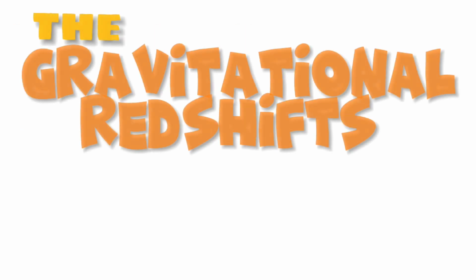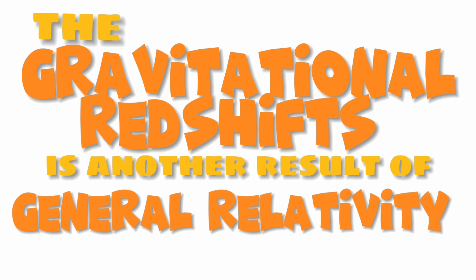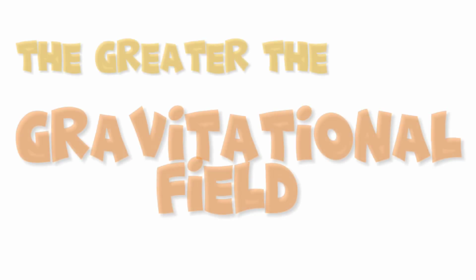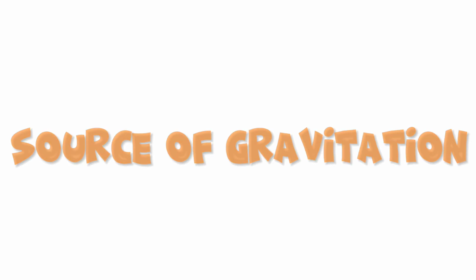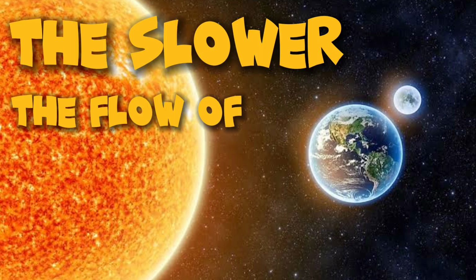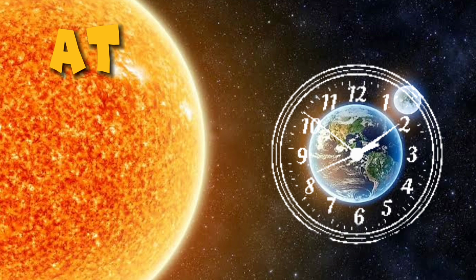The gravitational redshift is another result of general relativity. Gravity affects time by causing it to slow down. The greater the gravitational field, the greater the slowing of time. The closer we are to a source of gravitation, in other words, a massive object like the sun or the earth, the slower the flow of proper time at the surface of the earth.